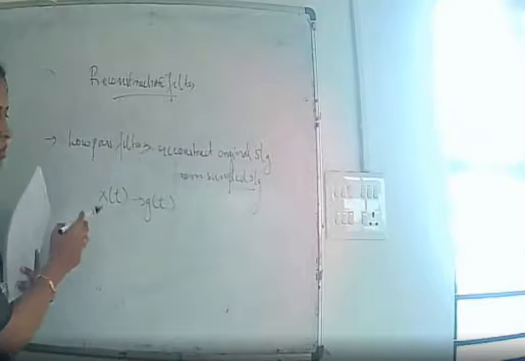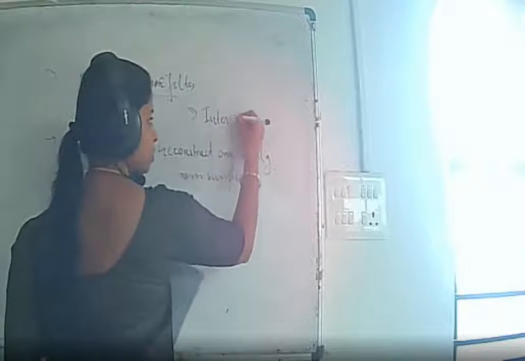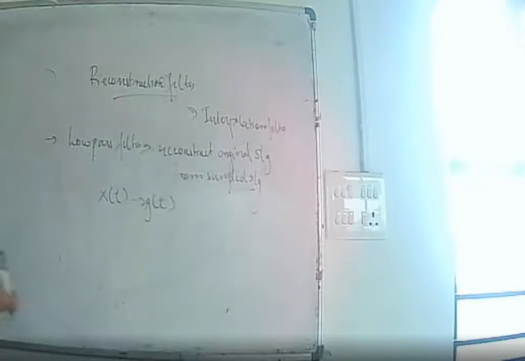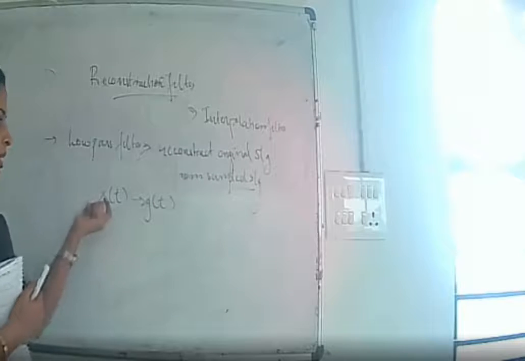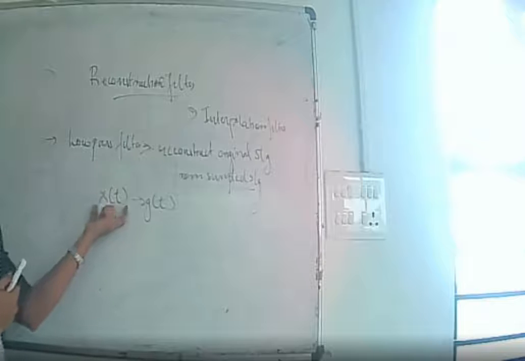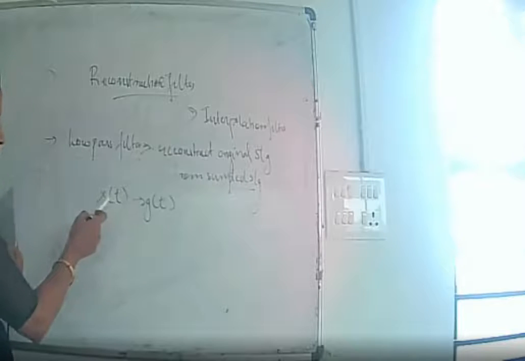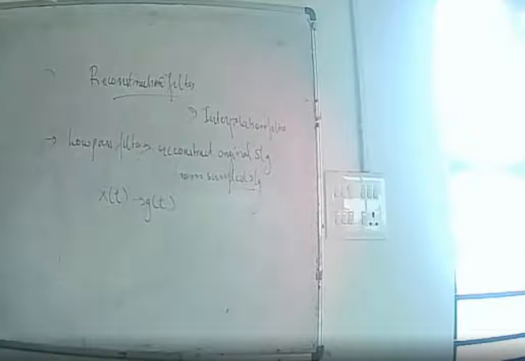Is this clear? This is also known as the interpolation filter. So the reconstruction filter is also known as the interpolation filter. It is nothing but a low-pass filter used to reconstruct the original signal x of t from the sampled signal g of t. In order to do so, we use a low-pass filter known as the interpolation filter or reconstruction filter.